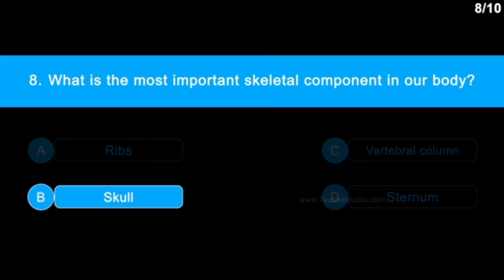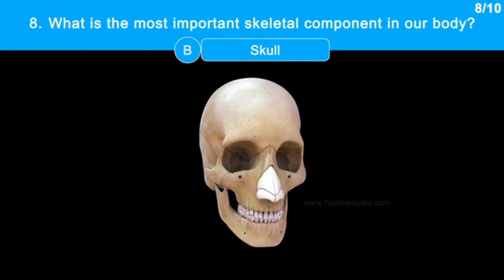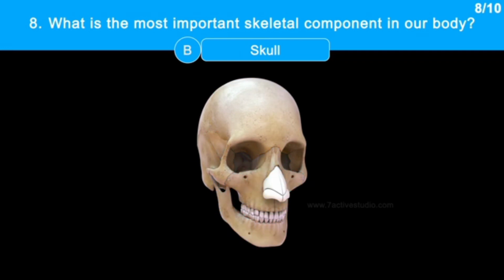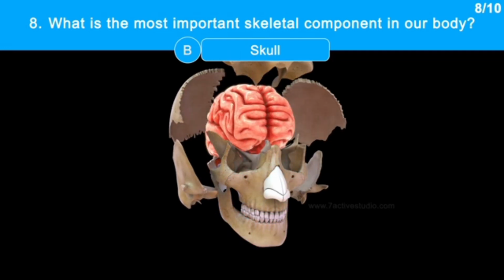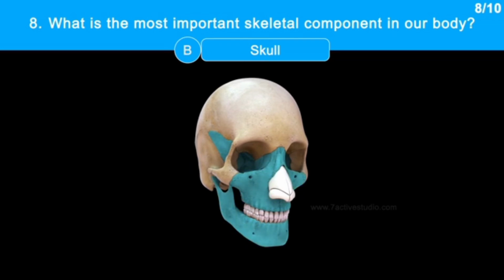The correct answer is option B, skull. Let's see how. The skull is the most important bone in our body. The skull is actually made up of different bones of the head and face. Some of these bones protect our brain, whereas others make up the structure of our face.